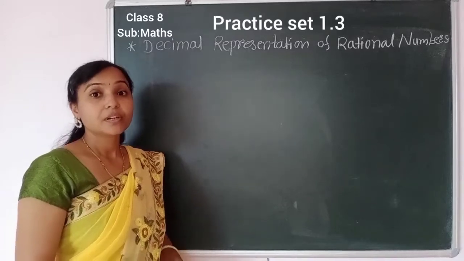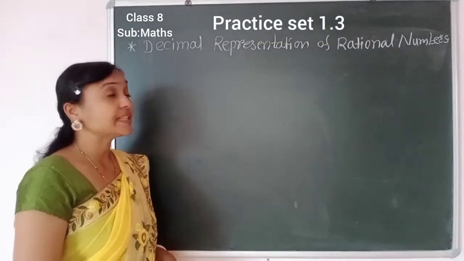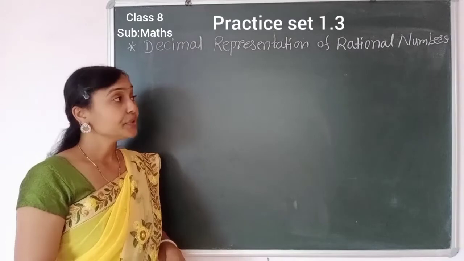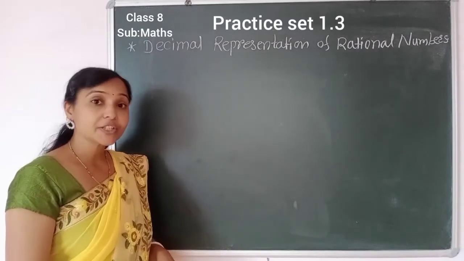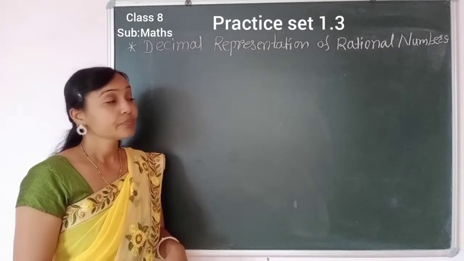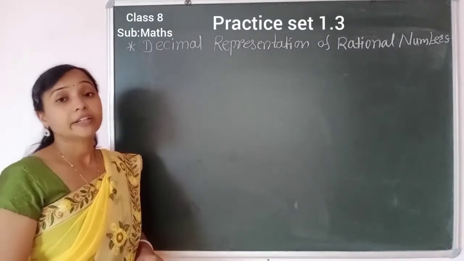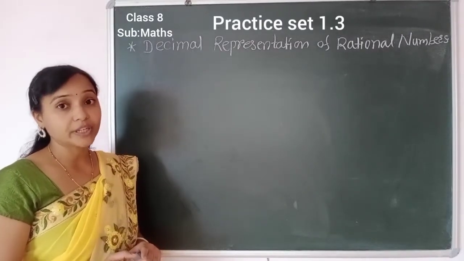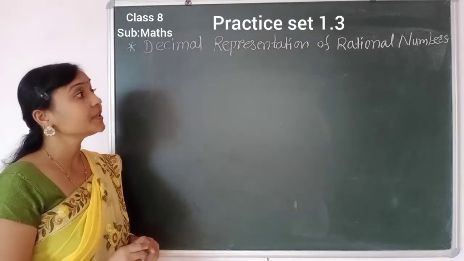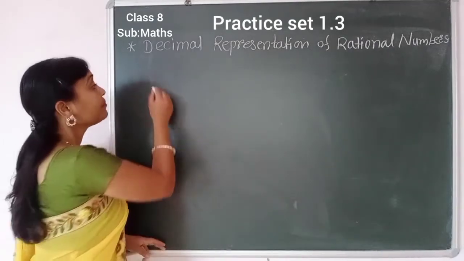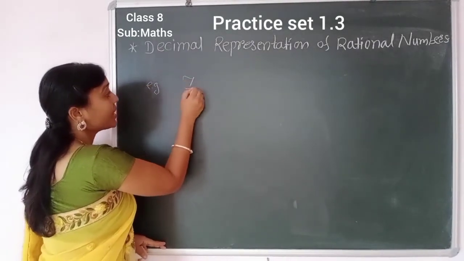Good morning students. Today we see the decimal representation of rational numbers. It means we have to show the rational number in the decimal form. If we divide the numerator by its denominator, then we get the decimal representation of the rational number. For example, 7 by 4.